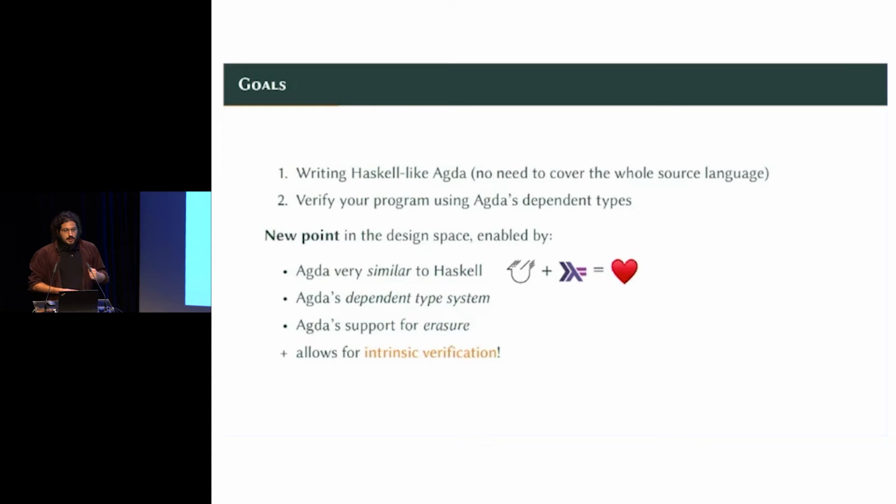And we have this really cool new feature called runtime irrelevance, or simply erasure, that lets you separate the proof level stuff that you don't want to execute from the actual Haskell-like Agda code. And we have also an extra benefit of intrinsic verification you don't find normally in these kind of tools, and I will get back to that. So let's look at a simple example.